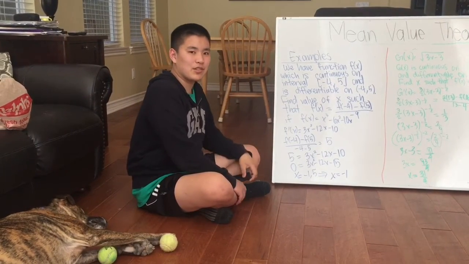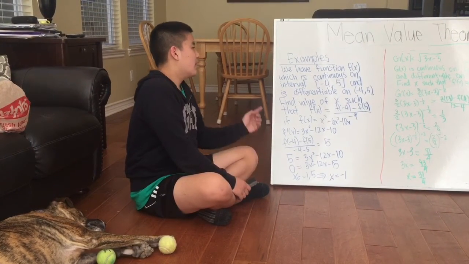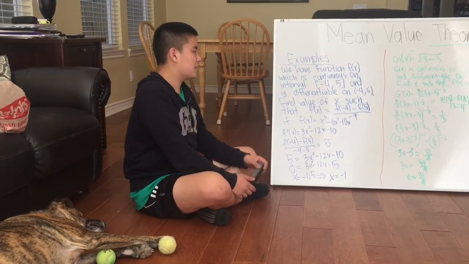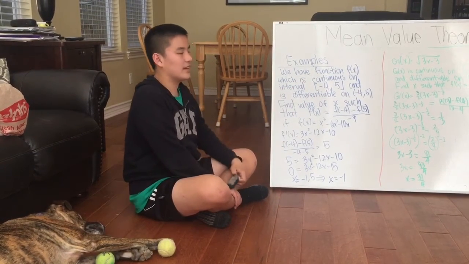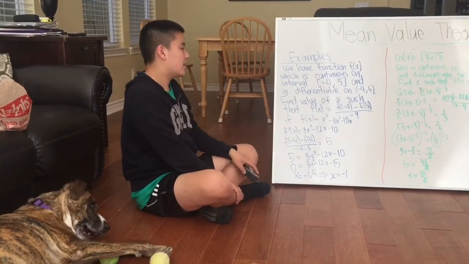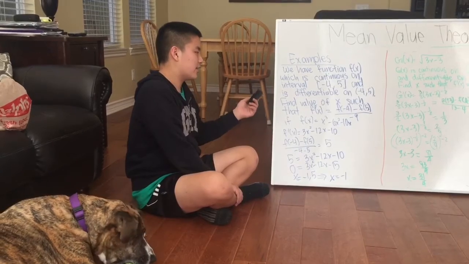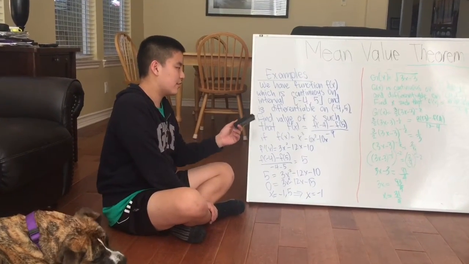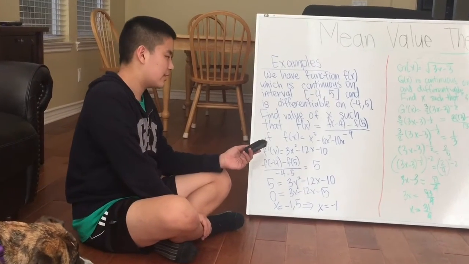Let's go through an example of mean value theorem. Let's say we have a function f of x which is continuous on the closed interval -4 to 5 and is differentiable on the open interval -4 to 5. Let's find a value of x such that f prime of x is equal to f of -4 minus f of 5 divided by -9.